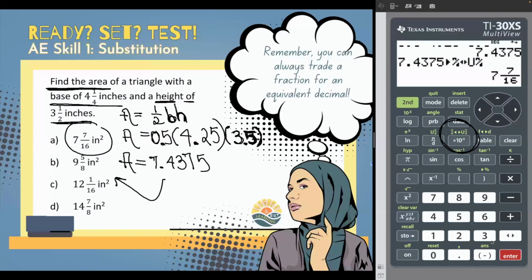And so really doesn't matter which way you write your answer, but since my multiple choices were as mixed numbers, all right, my final answer here is a mixed number. And of course, 7 and 7/16 what? Inches squared, because it's area, and area is measured in square units.